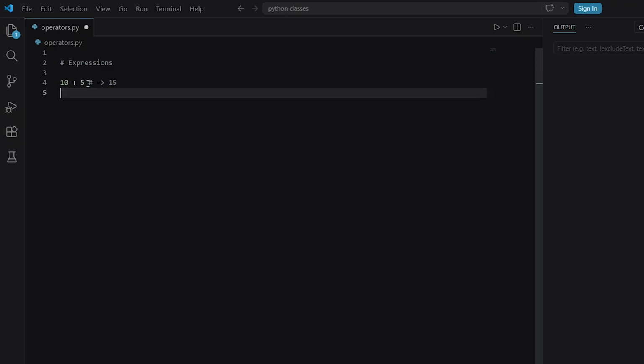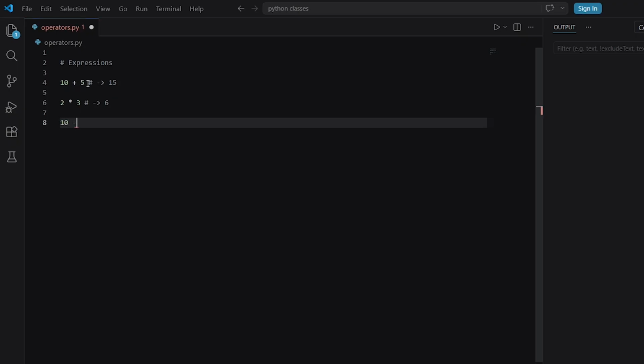Now let's look at another example. We'll have 2 multiplied by 3. This is also an expression, and it evaluates to a value, which is 2 times 3, which is equal to 6. So we'll have 6.